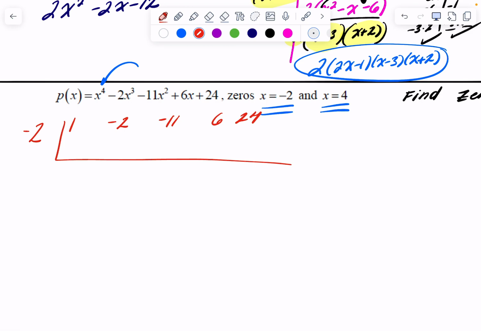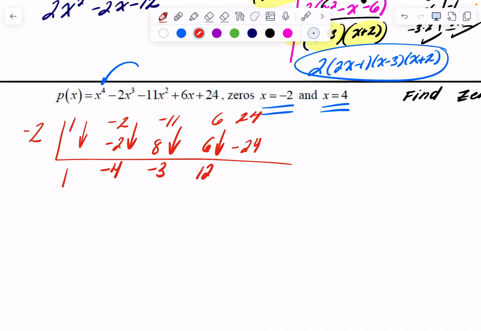Does it matter which one you divide by first? It doesn't. Add straight down, multiply up, add straight down, multiply up, add straight down, multiply up, add straight down, multiply up, add straight down. Remainder of 0, which should be, because -2 is a solution.